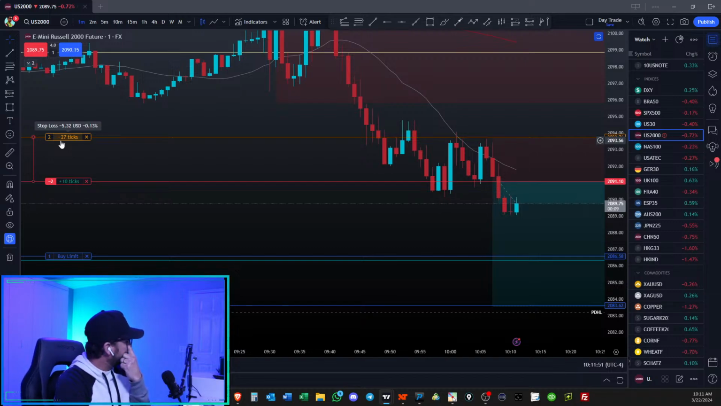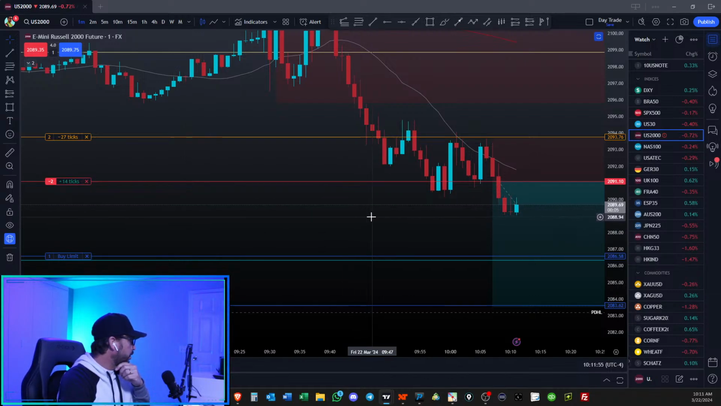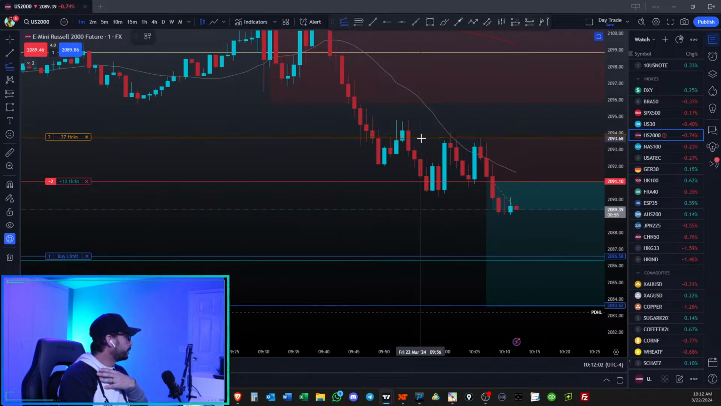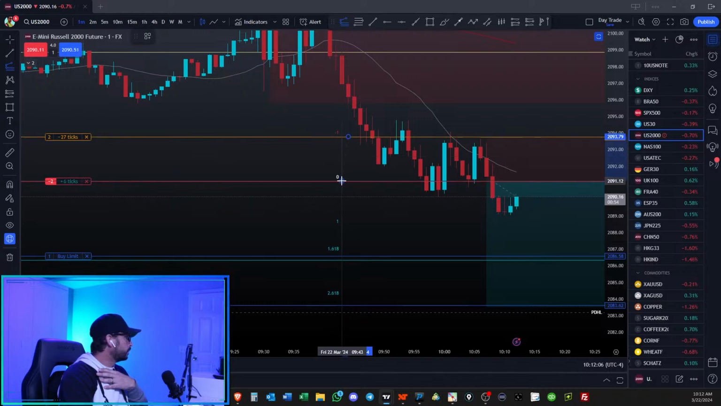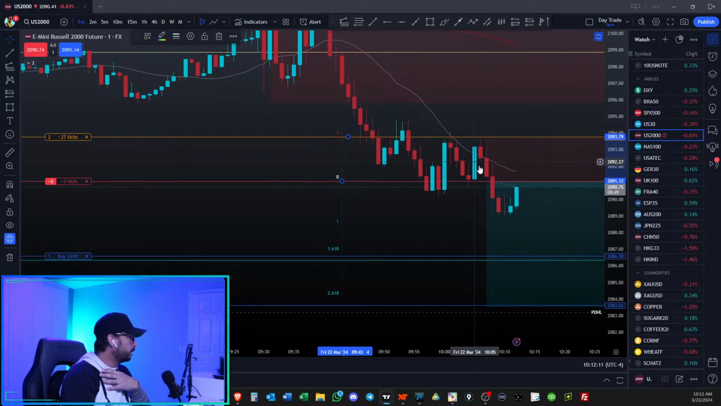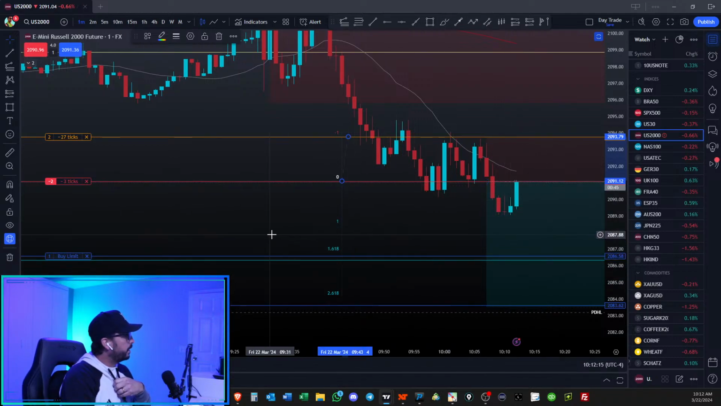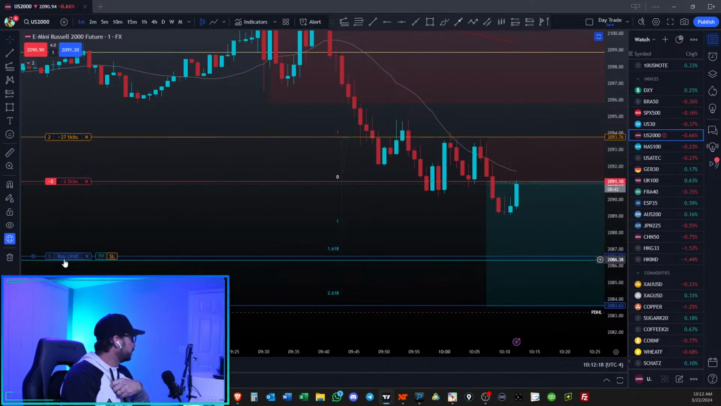Still gonna give it a little room. It was about 1-to-1, but I'm gonna put it on break even as soon as it breaks that. Let's see. It almost hit 1-to-1. Let's give it a little room to play. That's fine if we get stopped. So we'll do that, and we'll leave it right there.